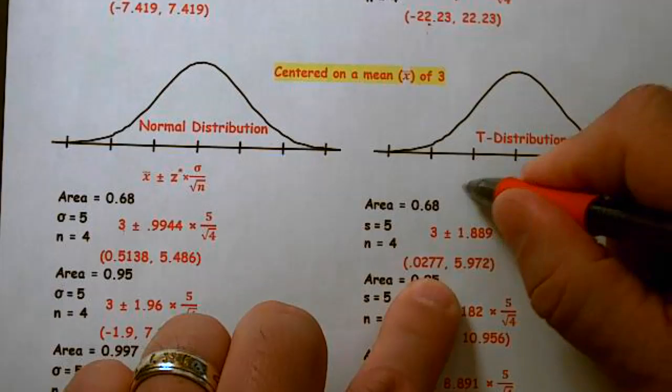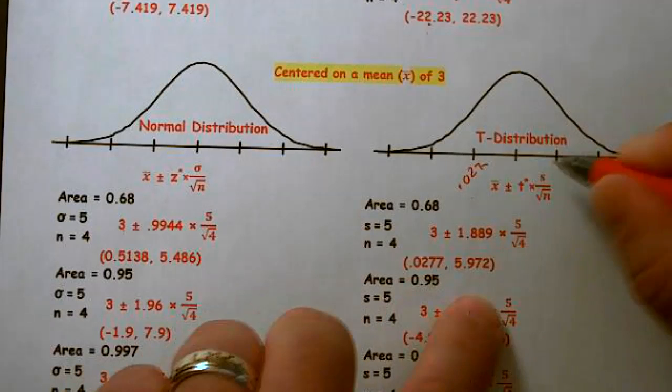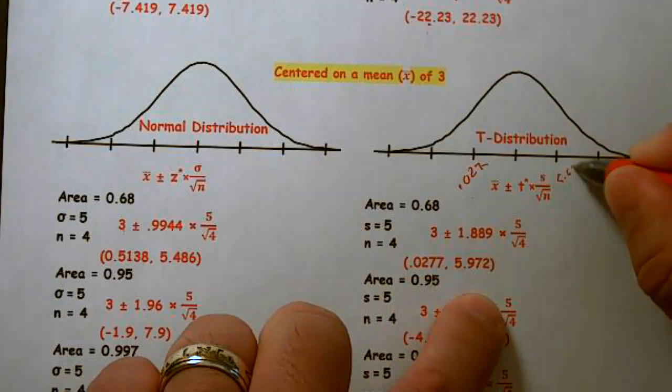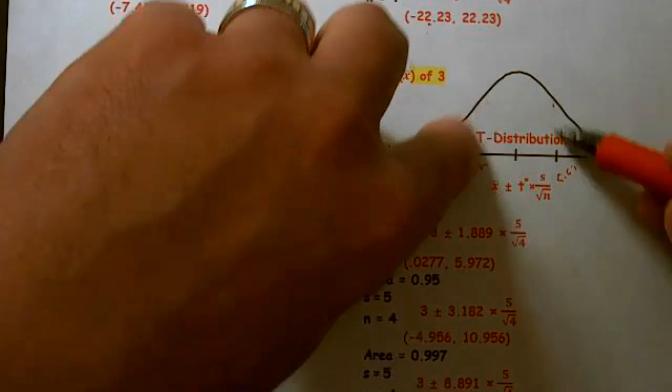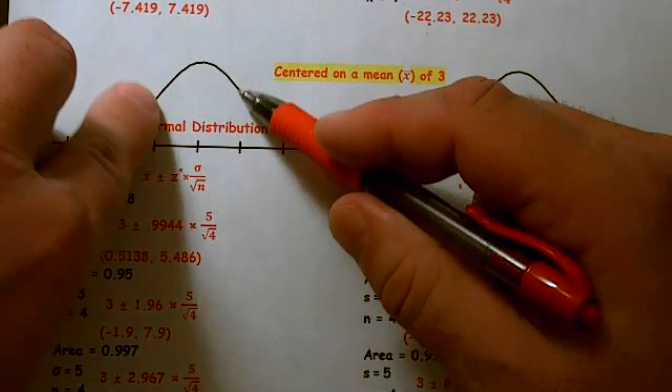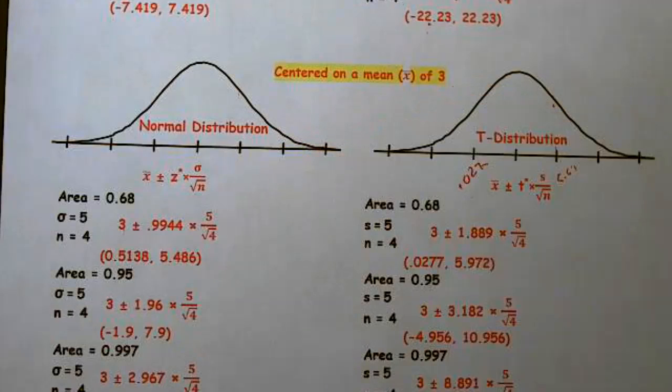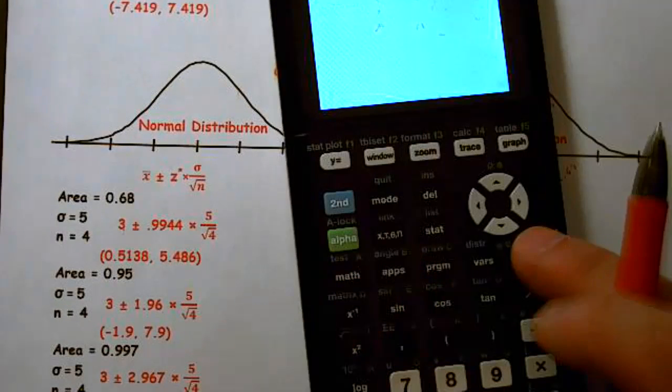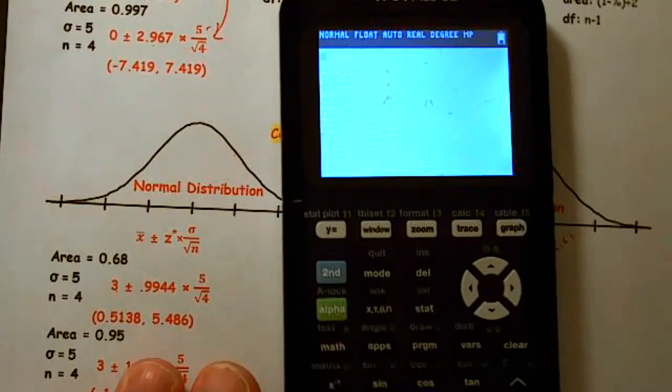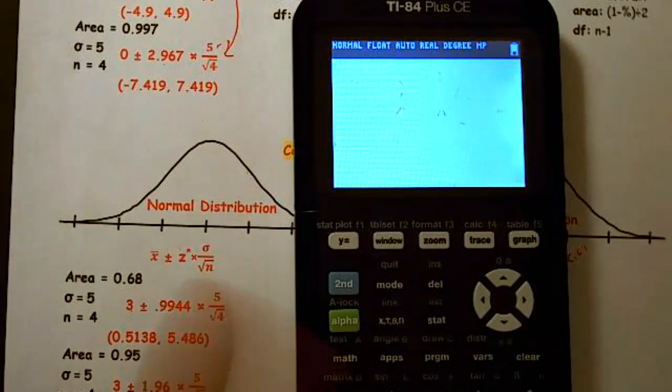This one right here is 0.027. This is 5.97. So 68% lie between here, and 68% lie here. I'm going to show you a really quick way on the calculator, because this is going to help you out later on. But let's show you real quickly.